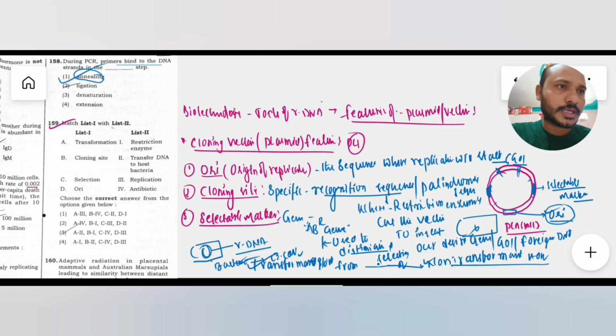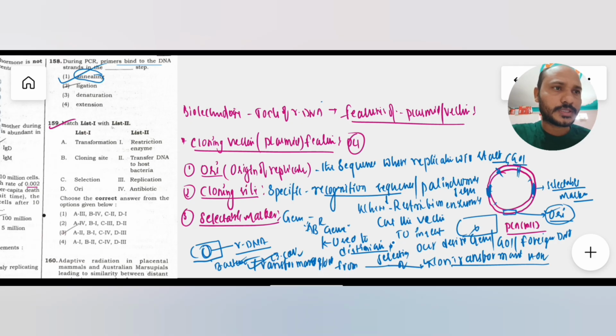How do we distinguish which is transformant and which is non-transformant? Because of having this selectable marker. The selectable marker distinguishes the transformant host from the non-transformant host, and then we need to select only the transformant host. It means the transformant host which contains our DNA genes.